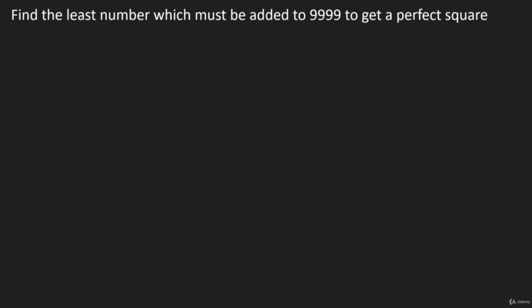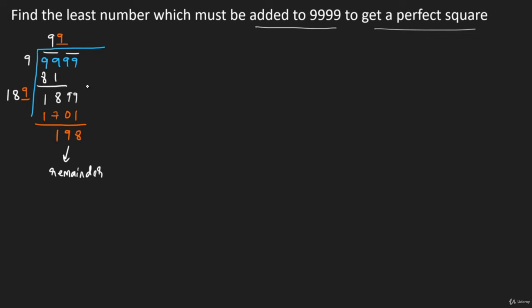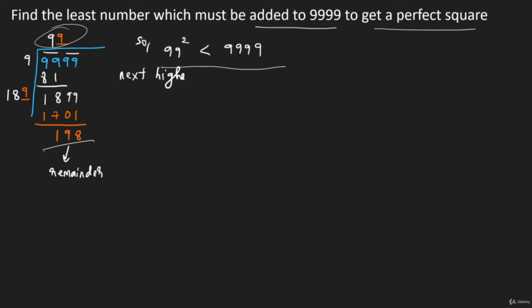Let's do this question. Find the least number which must be added to 9999 to get a perfect square. Now we have already seen that when you try to find the square root of 9999, you get 198 as the remainder and your quotient is 99. So this indicates that 99 square is less than 9999, right? Now the next higher perfect square will be 100 square, right? Because you have 99 square over here, the next one will be 100 square.